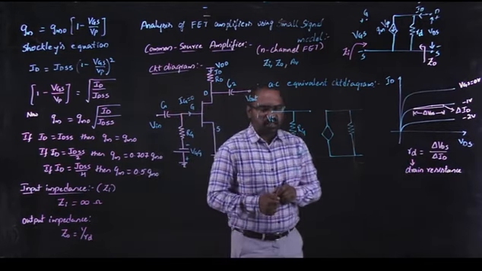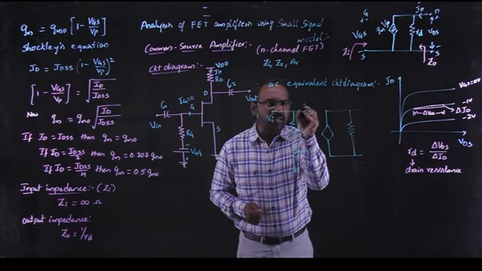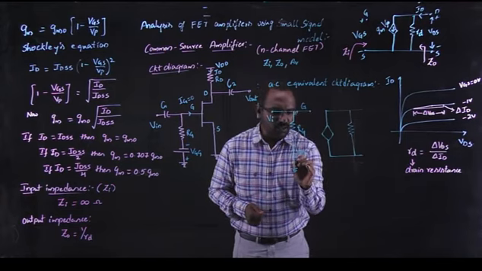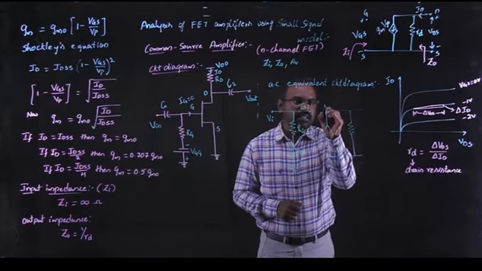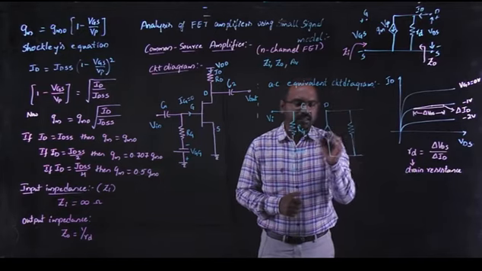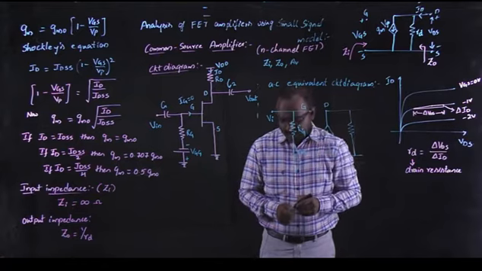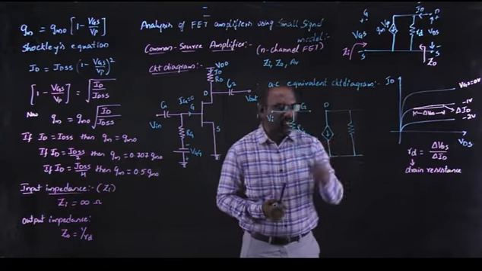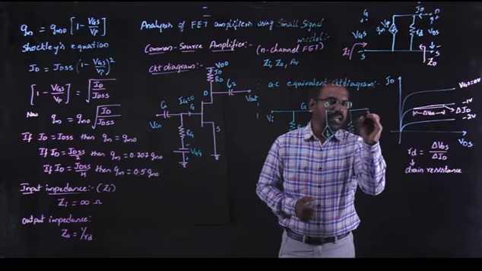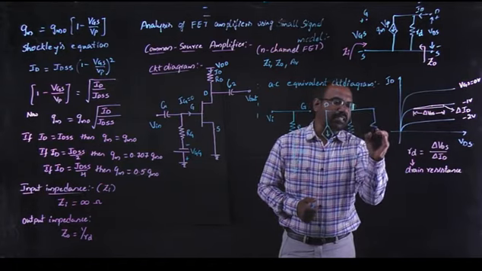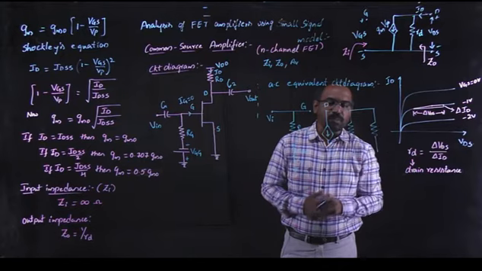That means this is the gate terminal, this is the source terminal, and this is my drain terminal. I am writing this one. This is gm VGS. This is rd. Right? And from the drain I have a resistance RD that should be grounded.